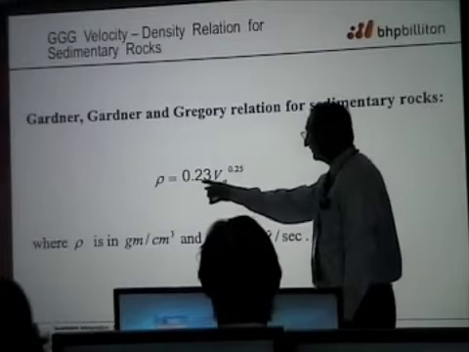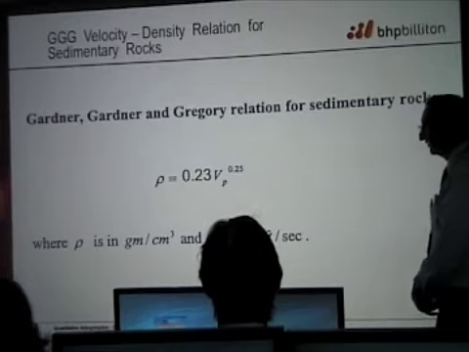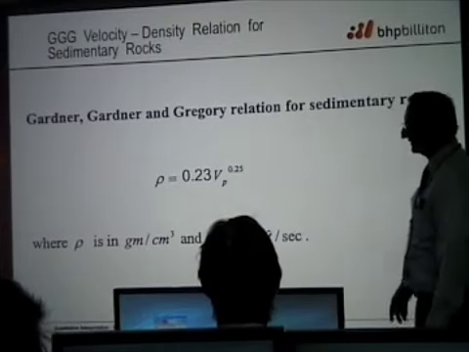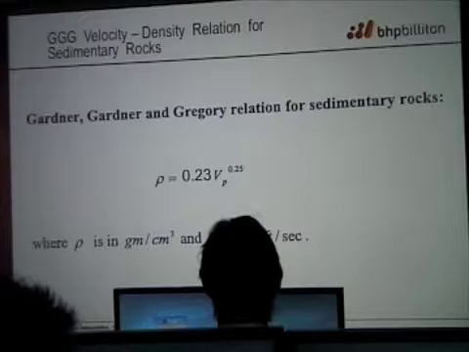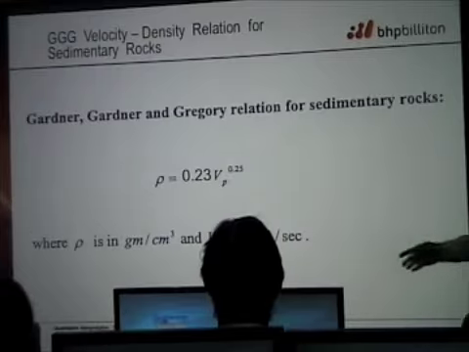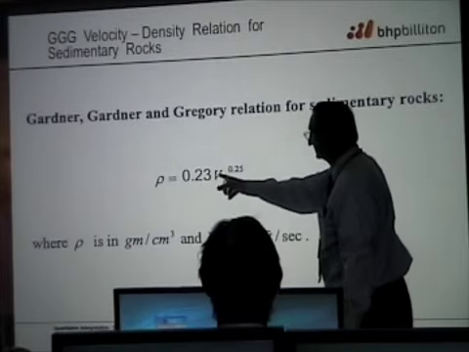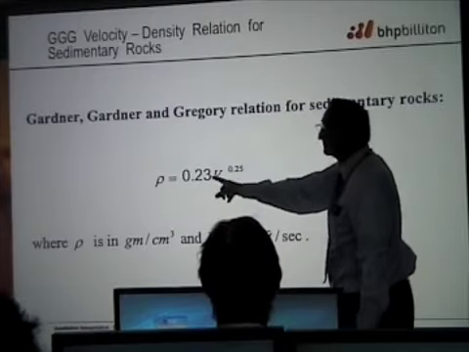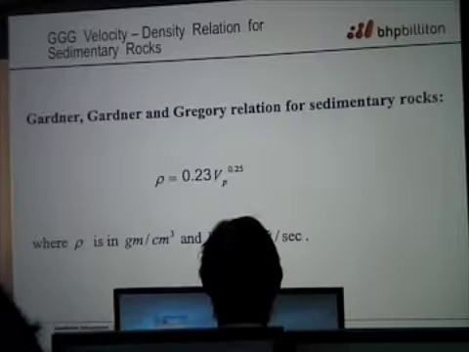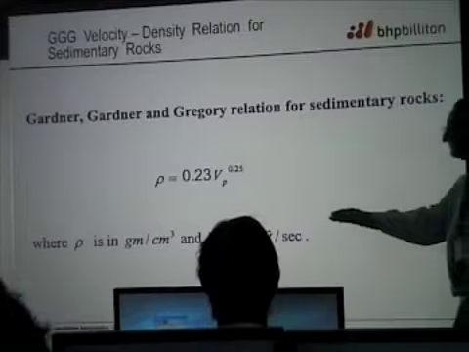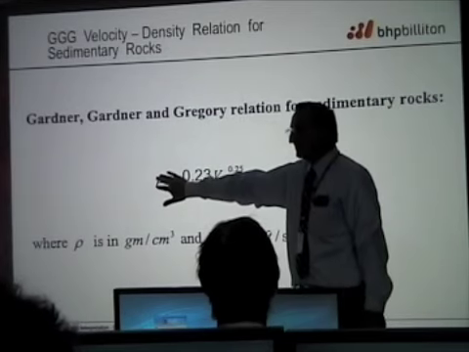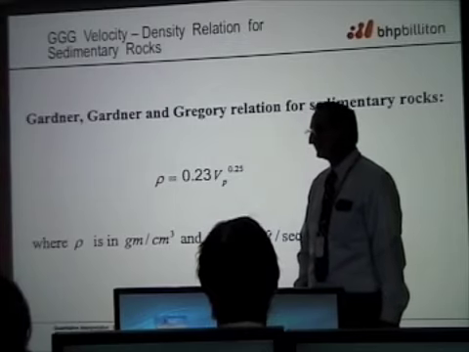Density is 0.23 times velocity to the 1/4, VP to the 1/4, where these are given in certain units, right? Density is in grams per cubic centimeter, velocity is in feet per second. Okay, or it's simple, if you want them in metric unit velocities, you can just change this constant appropriately, right? The key thing to understand here is that because of the way this relation works, if you know the velocity, you can make a pretty good estimate of the density, though not the density difference.